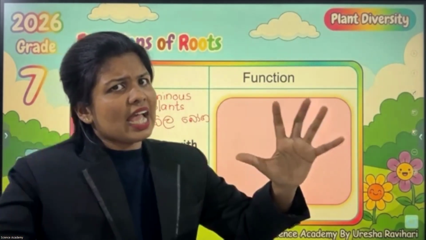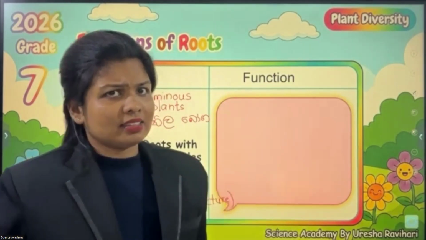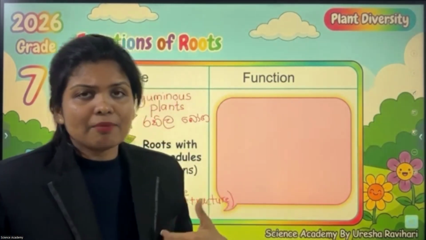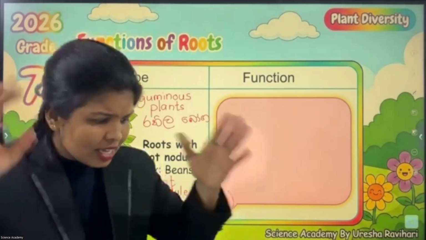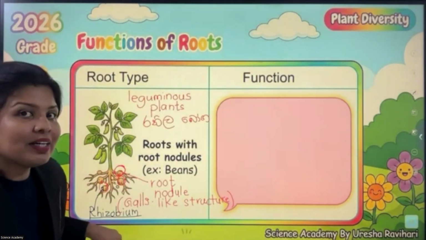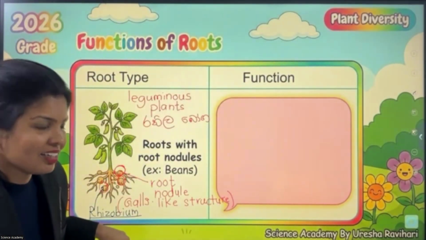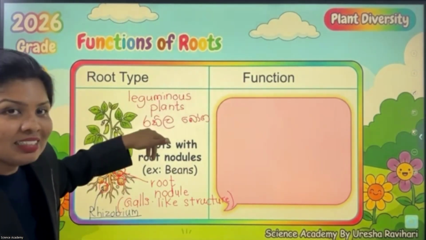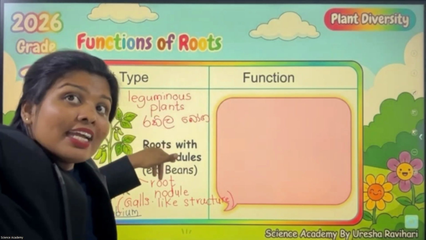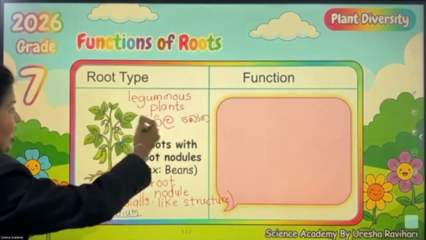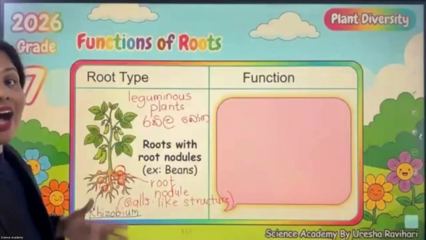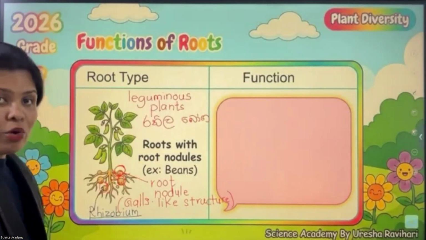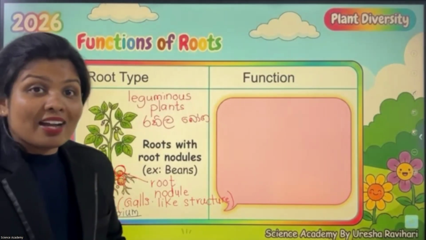Atmospheric nitrogen cannot be absorbed by the plants. Children, this helper, this best friend, helps the plant absorb nitrogen from the atmosphere. Nitrogen converts into ammonia and is given to the plant, right?